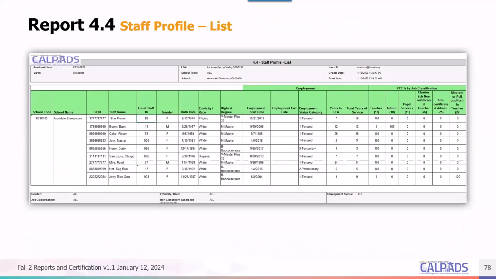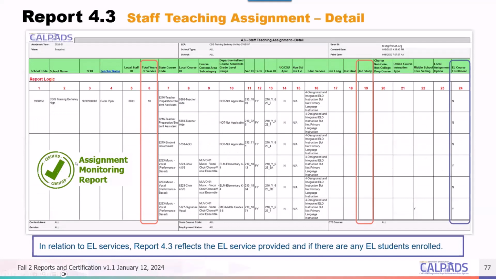Report 4.4, staff profile list. And I should go back. These reports are identified because these are the reports that have been suggested that you provide your curriculum and instruction staff. Those who answer or resolve exceptions in assignment and monitoring, or if you want to avoid them to begin with, this information is important to them.